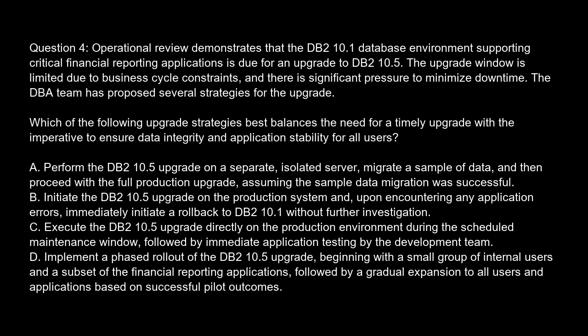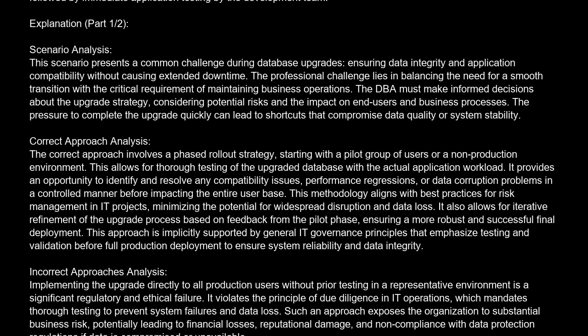Option D. Implement a phased rollout of the DB2 5 upgrade, beginning with a small group of internal users and a subset of the financial reporting applications, followed by a gradual expansion to all users and applications based on successful pilot outcomes. The correct answer is C. Execute the DB2 5 upgrade directly on the production environment during the scheduled maintenance window, followed by immediate application testing by the development team. Explanation.